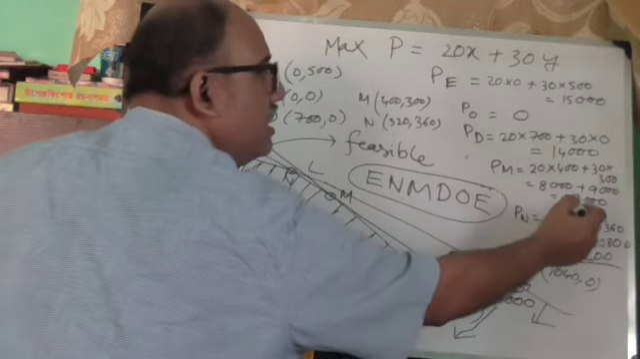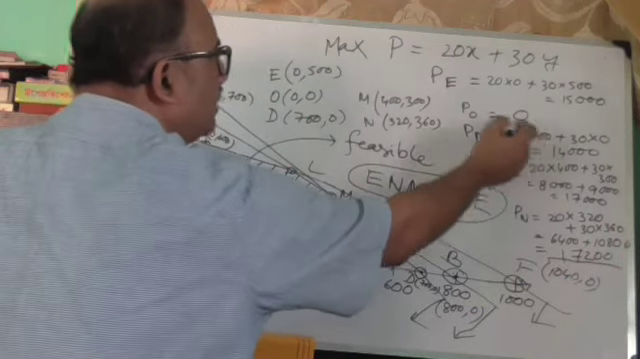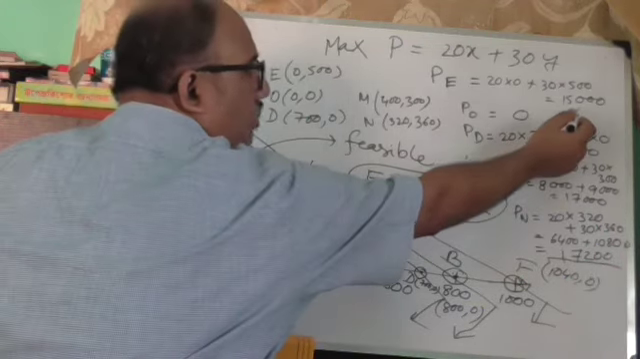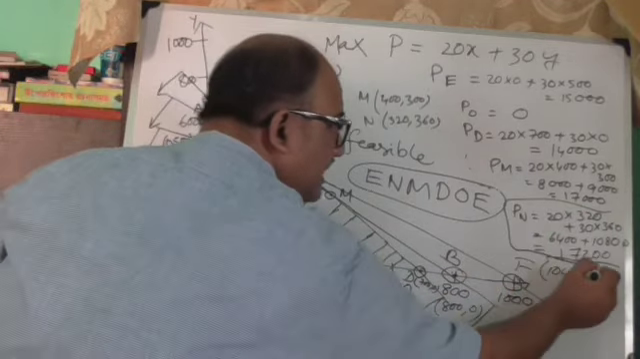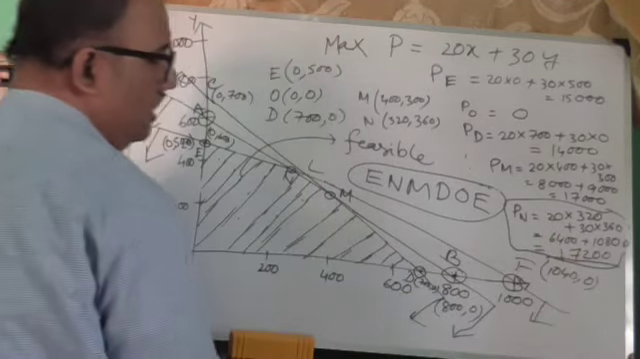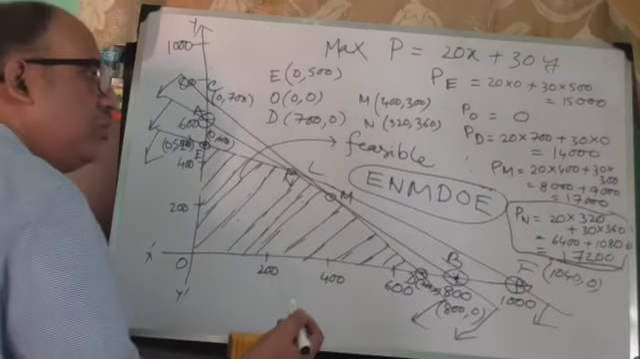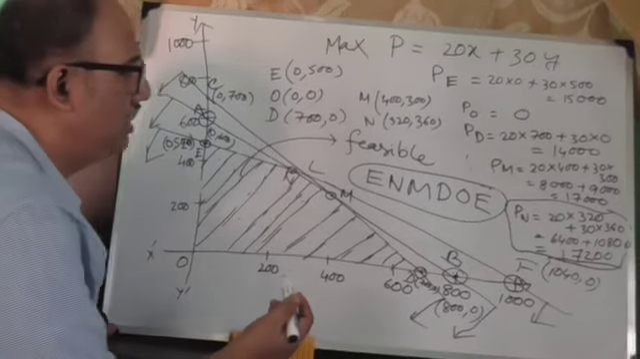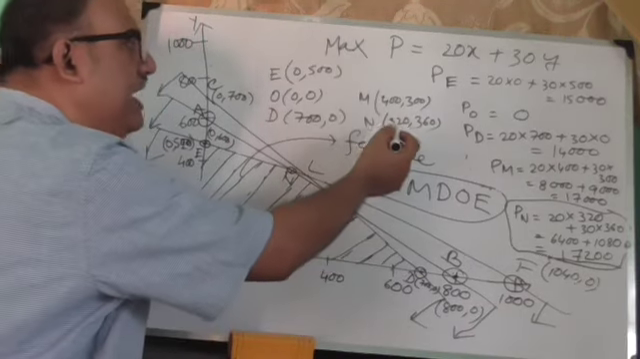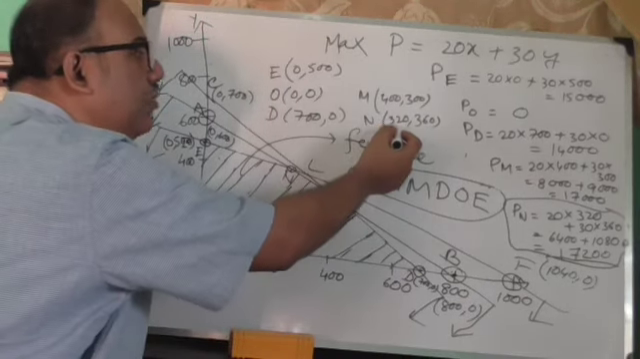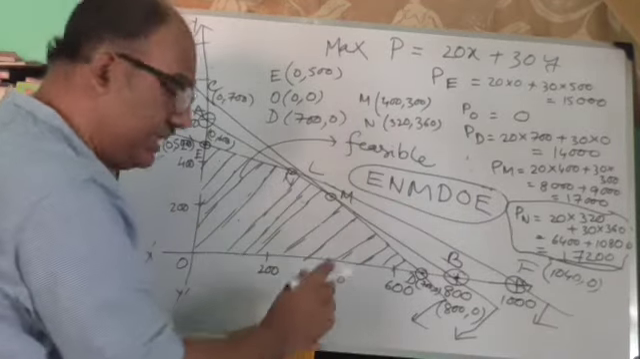At the point M, the profit is 17,000. At the point D, the profit is 14,000. At the point E, the profit is 15,000. So the maximum profit is at the point N. The value of the maximum profit is 17,200, and for this the number of units of A produced is 320 units, and the number of units of B produced is 360 units.